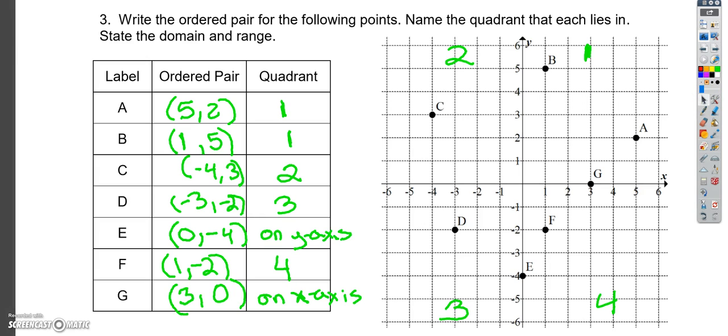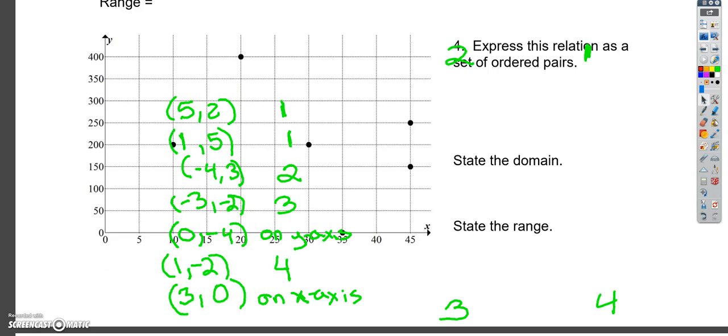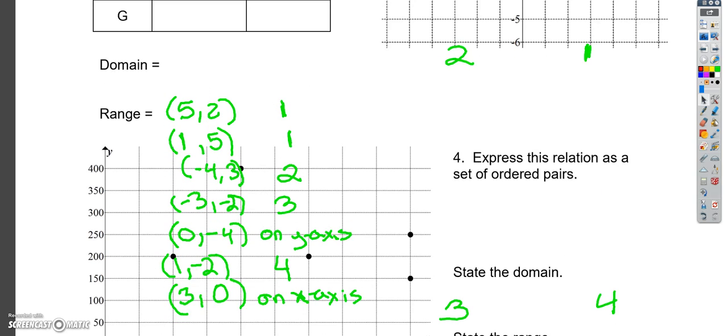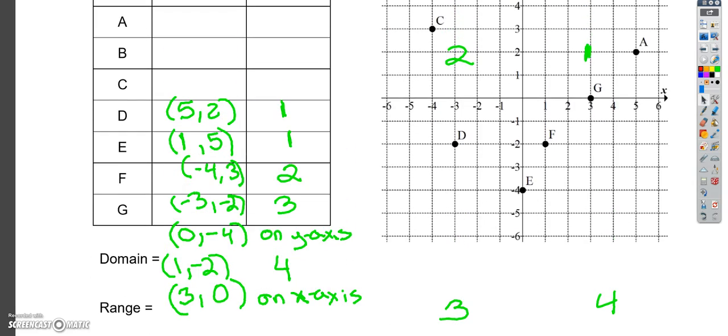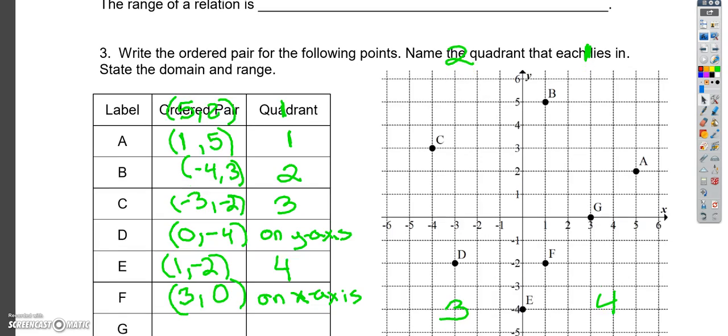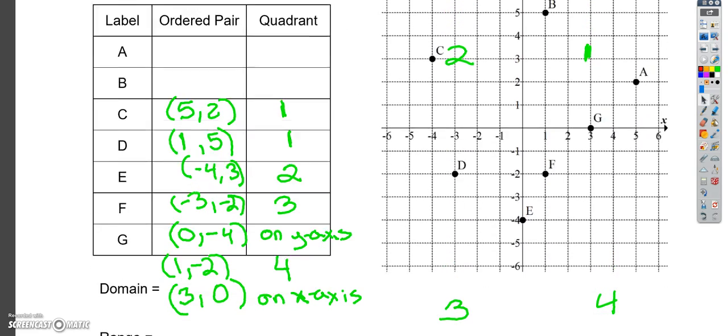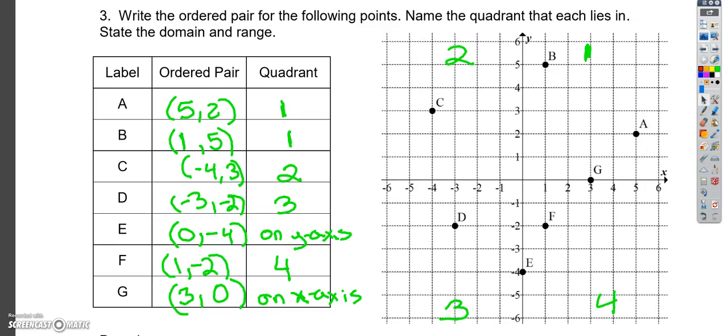If you have any questions, write them down. And then the domain and range. I can get that on my paper. Alright, so I'm going to write the domain right here so I can see my table.